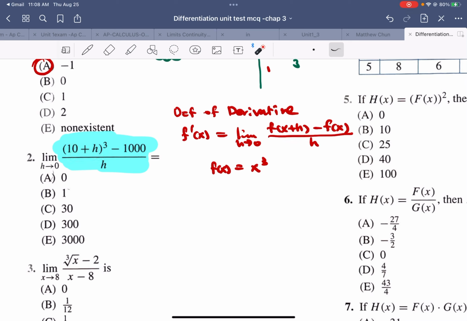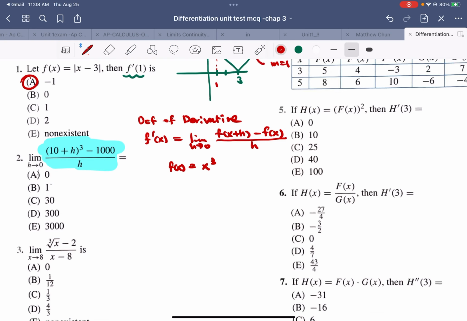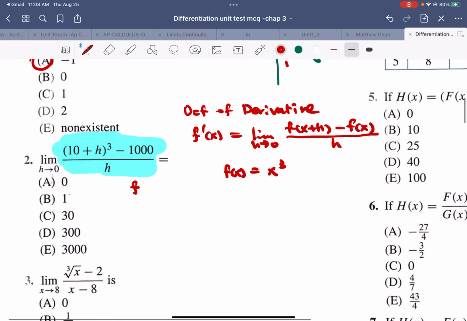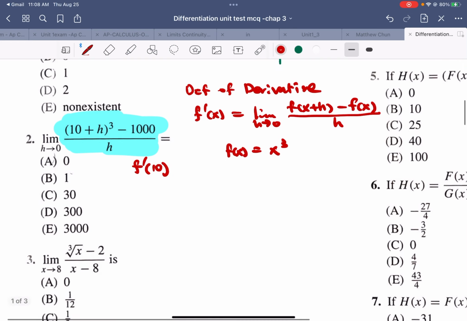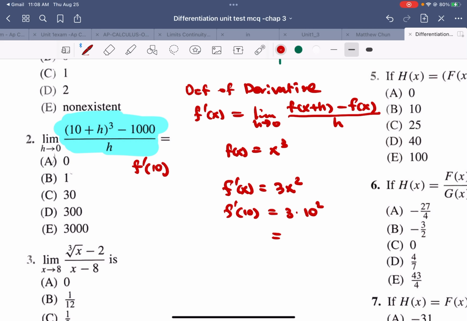Then that makes sense because 10 cubed is right here. So I can say f of x is x cubed, and the expression itself means f prime of 10. That's how you're going to recognize it. So when you take a derivative, 3x squared. Now when you substitute 10 into x, 3 times 10 squared, so 300.